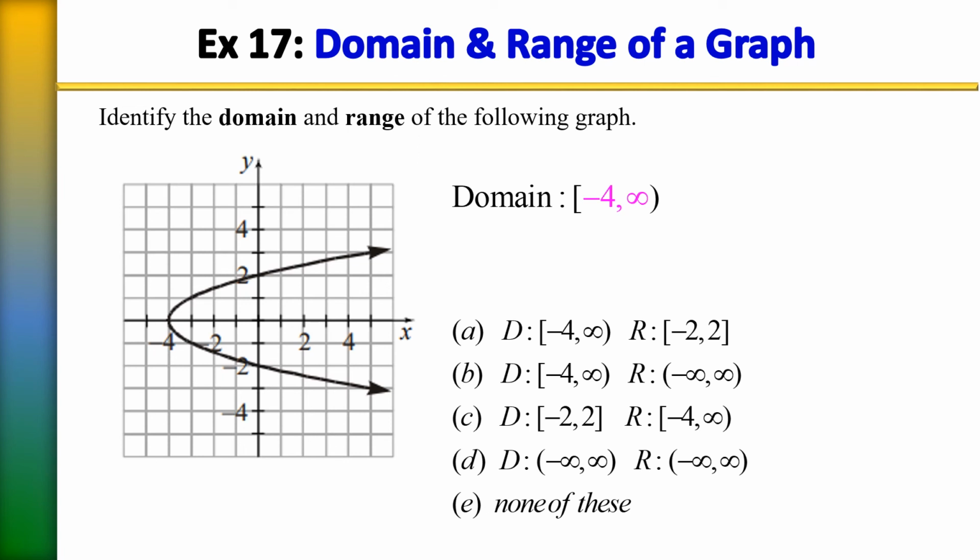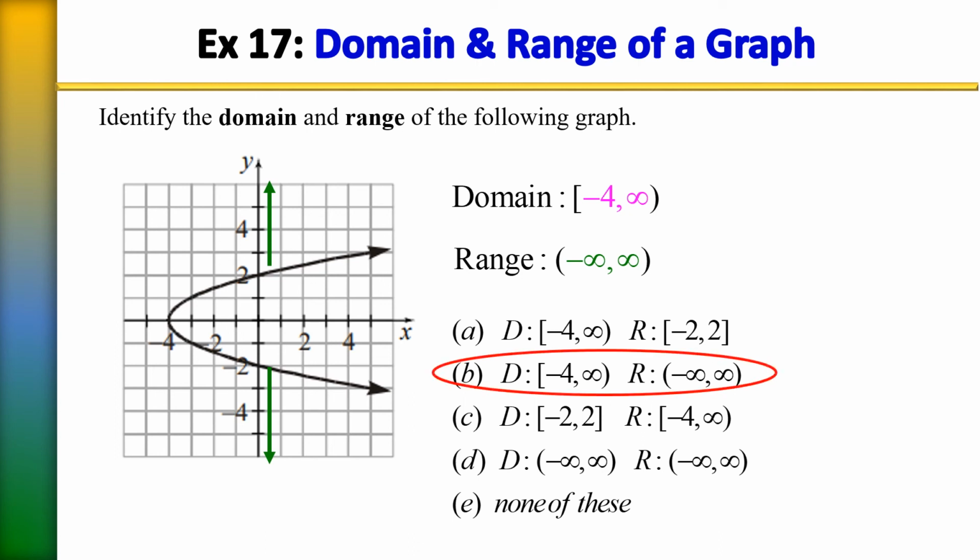For our range, recall our range was moving forever and ever up and forever and ever down. Range is always how much it goes up and how much it expands down. So that was from negative infinity to positive infinity, and we always close infinities with a parentheses. So that would leave us with a correct answer of choice B. And there you have it.